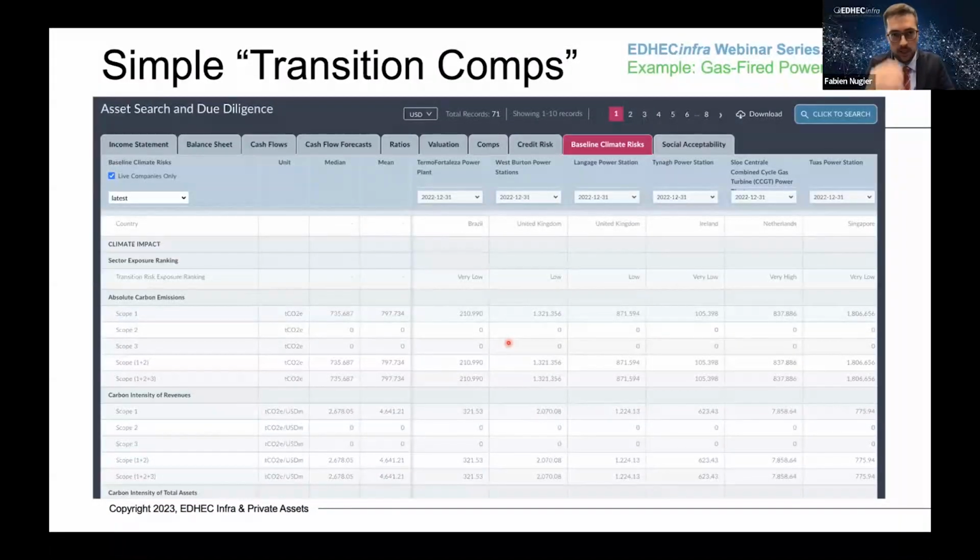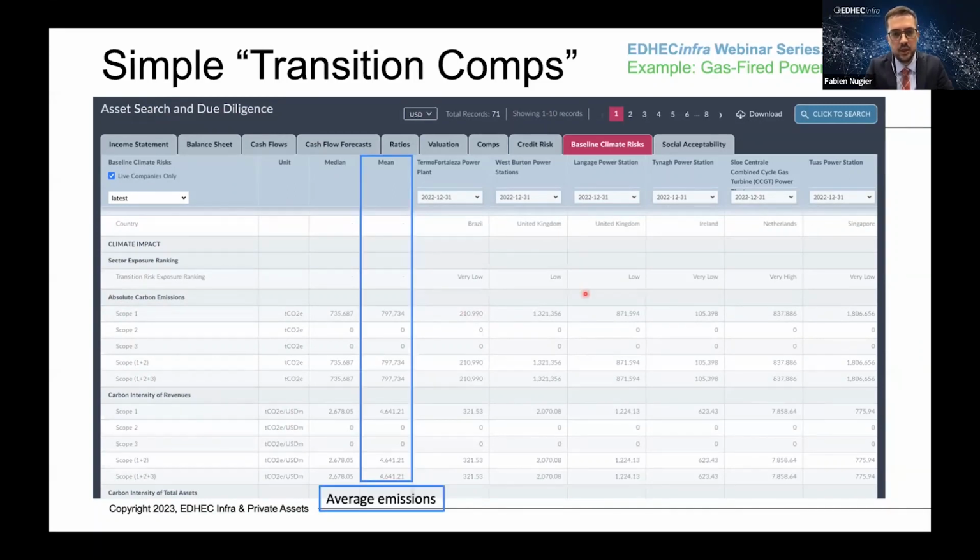So this is the platform, what you'll see in going in asset search and due diligence section. And this is for the gas-fired power plant type of infrastructure. So you have 6 power plants here. And what you see on the left is the different metrics with a unit. So we have the absolute emissions of scope 1, 2, and 3. And we have the first intensity metric, carbon intensity, so emissions divided by revenue in million US dollar. And you have other metrics below.